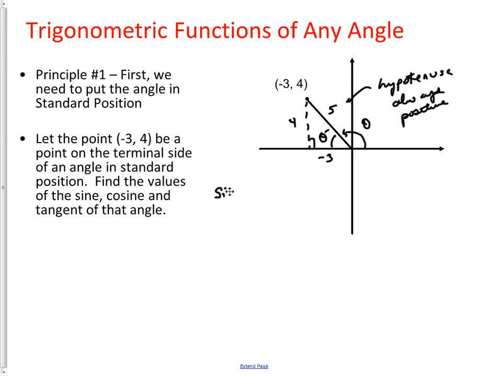Sine of the angle theta is equal to the length of the opposite side, which is positive 4, over the hypotenuse, so that's 4/5. Cosine of the angle is the length of the adjacent side over the hypotenuse, only in this case the adjacent side is negative, so we would give our cosine of the angle theta as negative 3/5. And then finally the tangent of the angle theta is the ratio of the opposite side to the adjacent side, and we see that that's negative 4/3.